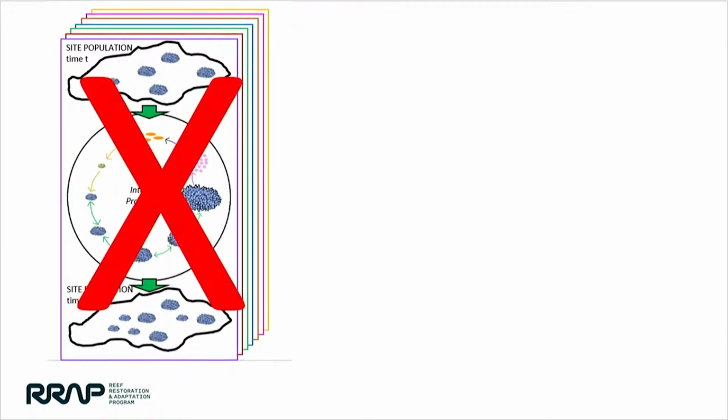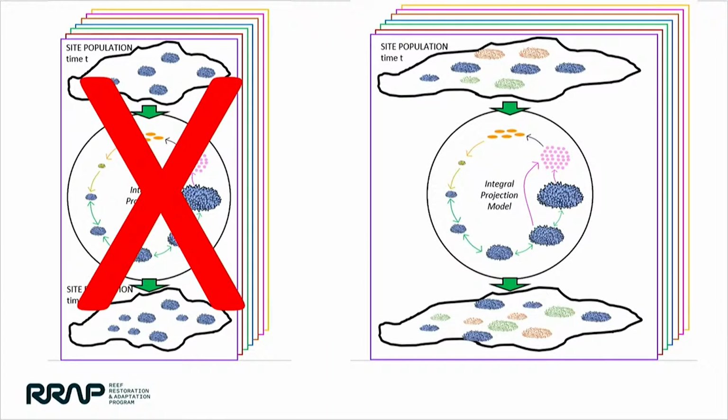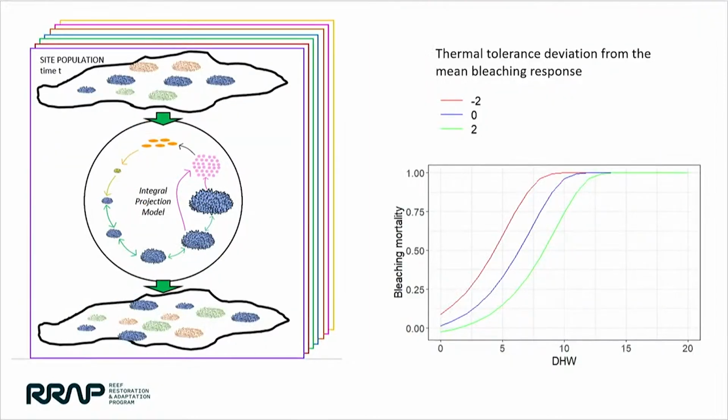We're going to add one more thing, and that is thermal tolerance classes as well as size classes. So we no longer just have the blue corals, but we also have orange and green corals. The orange corals are now less thermally tolerant than the main, which is the blue ones, and the green ones are more thermally tolerant. It directly relates to their bleaching mortality.